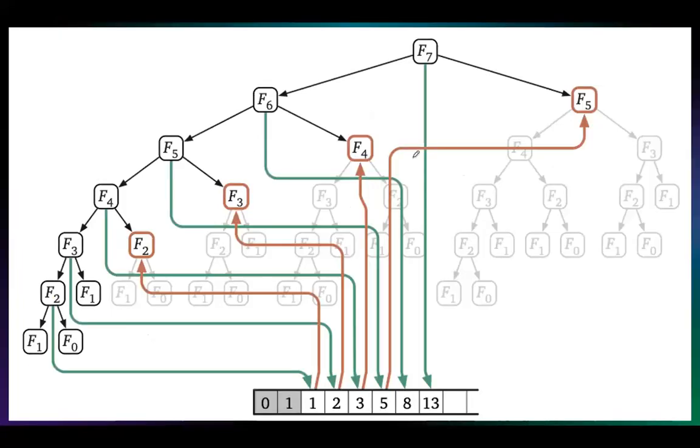Instead of that, now if you use the iterative method, so Fibonacci of 7 is what? Fibonacci of 6 plus Fibonacci of 5. All right. Fibonacci of 6 is 5 plus 4. Fibonacci of 5 is 4 plus 3. 4 is 3 plus 2. Fibonacci of 3 is 2 plus 1. Fibonacci of 2 is nothing but 1 plus 0.